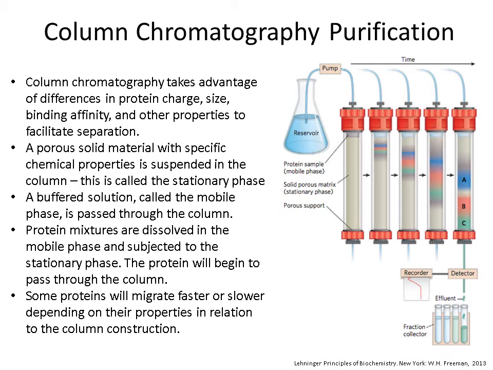Chromatography techniques are the most common and useful way of separating and purifying proteins. Column chromatography takes advantage of differences in protein charge, size, binding affinity, and other properties to facilitate separation. Based on the construction of the column's stationary phase and mobile phase used, some proteins will migrate faster or slower depending on their interactions with the column construction.